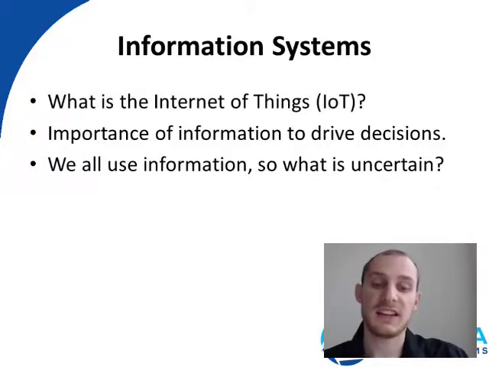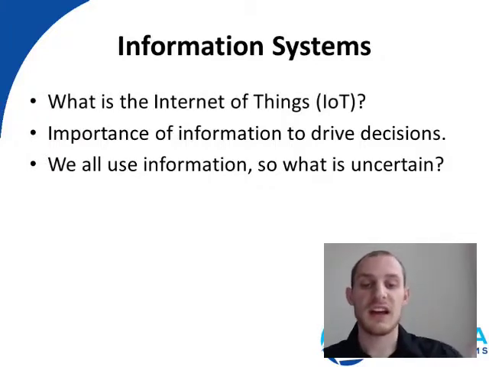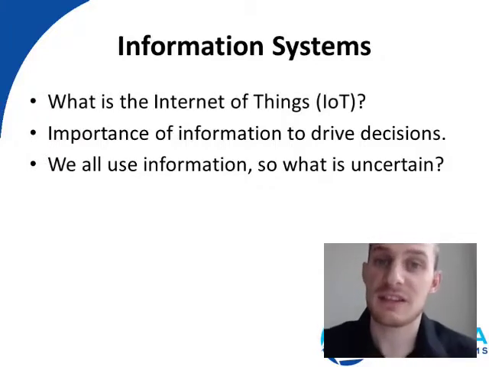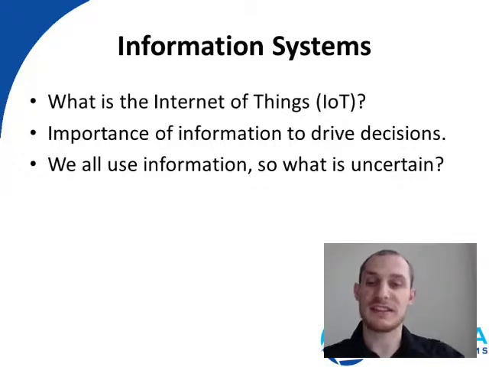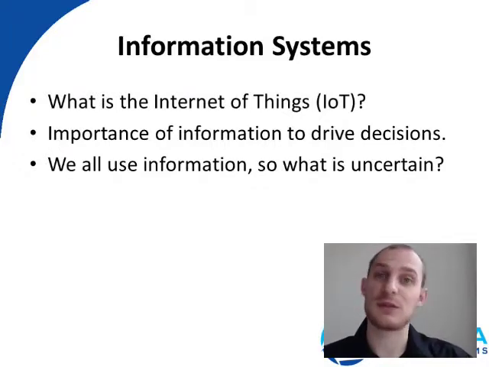Other than IoT, the other part of this presentation I'll be covering is uncertainty. In terms of information systems for decision making for humans or for robots, uncertainty is what causes these systems to malfunction. We'll be focusing on a type of uncertainty, and that is classification.